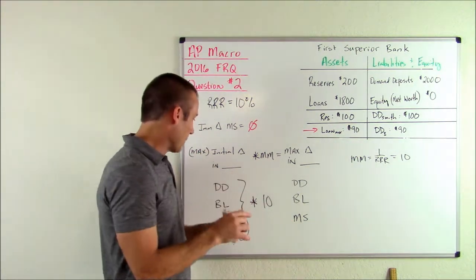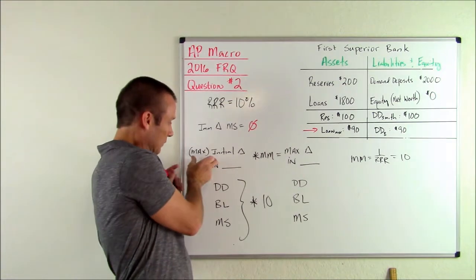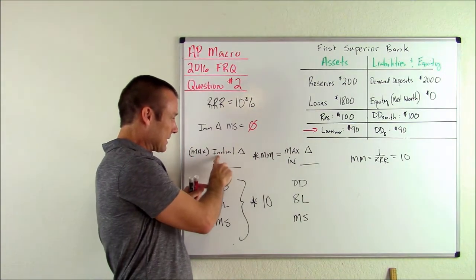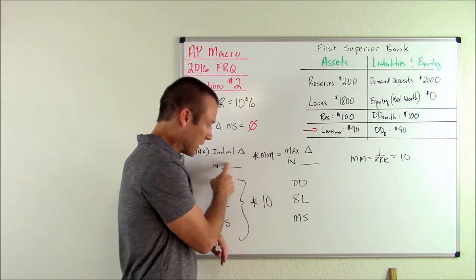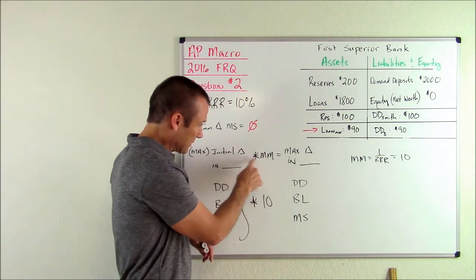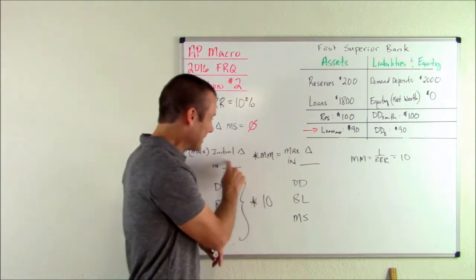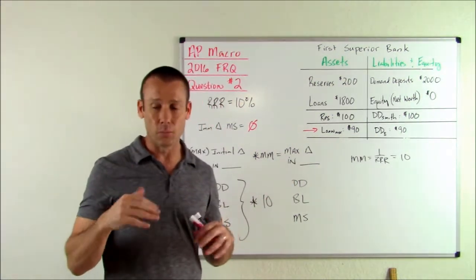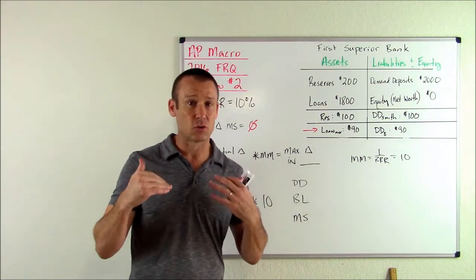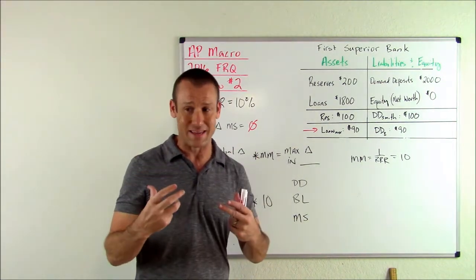So, first one. Max actually doesn't apply, that's why I've got it in parentheses. What was the initial change in demand deposits? We totally know what that was. That was 100, right? So I take my 100 times the money multiplier, which is 10, and I get 1,000. So for C2, I'm answering a little bit out of order. C2, demand deposits, 1,000 would be the answer.